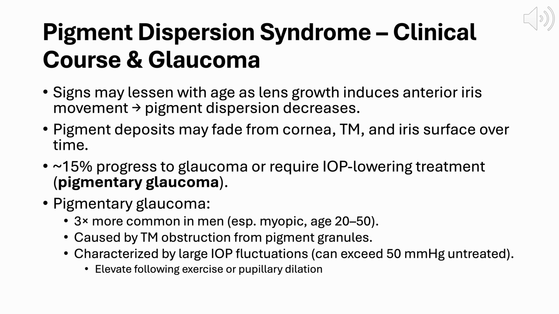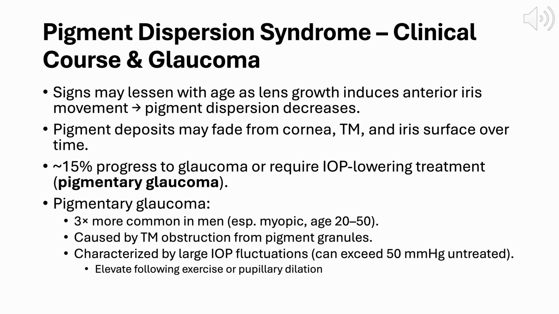Over time, the signs of pigment dispersion syndrome may diminish, particularly as the lens thickens with age and pushes the iris forward, reducing the posterior bowing and zonular contact that drive pigment release. Pigment granules already deposited on the cornea, trabecular meshwork, and iris surface can gradually fade. While most patients remain stable, about 15% will either progress to glaucoma or require treatment to lower intraocular pressure, a condition known as pigmentary glaucoma.